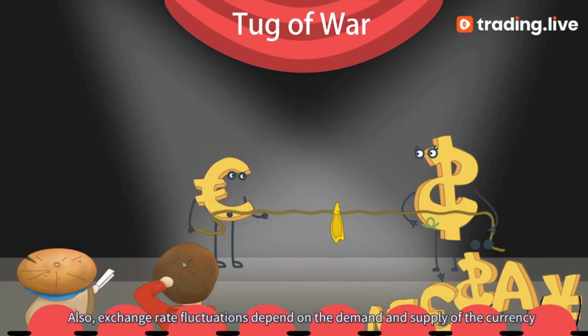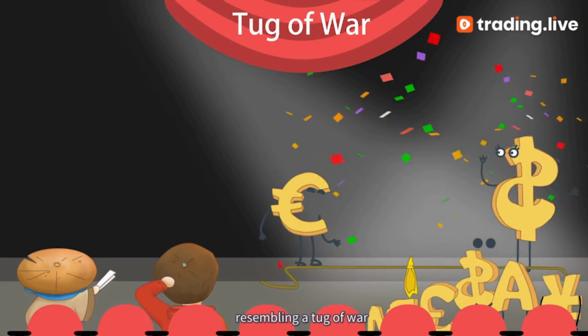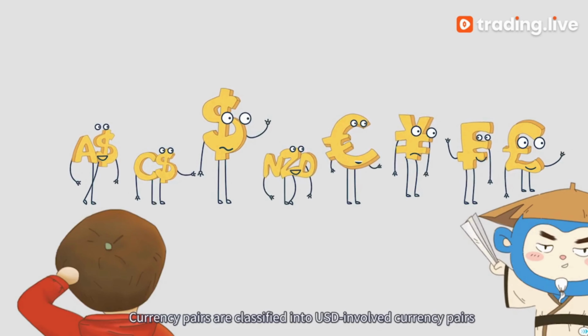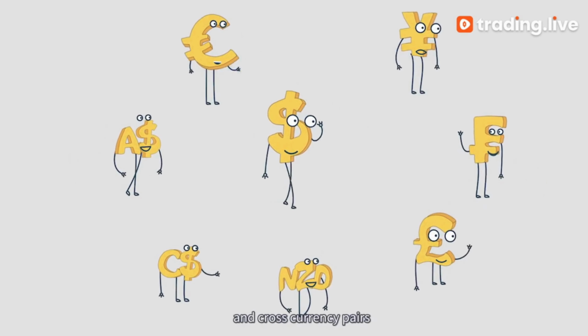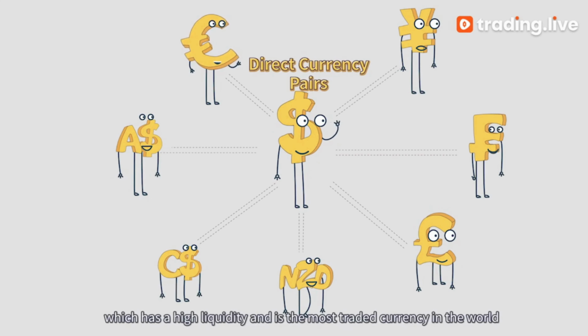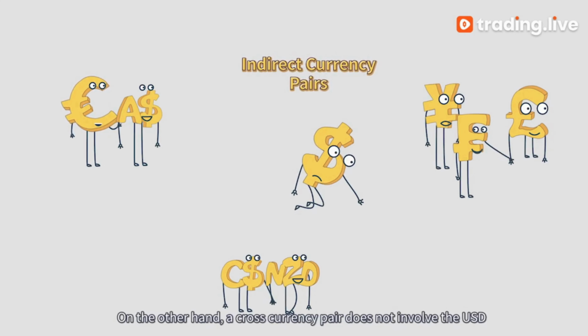Also, exchange rate fluctuations depend on the demand and supply of the currency, resembling a tug of war. Currency pairs are classified into US dollar-involved currency pairs and cross-currency pairs. A US dollar-involved currency pair involves the US dollar, which has a high liquidity and is the most traded currency in the world. On the other hand, a cross-currency pair does not involve the US dollar.